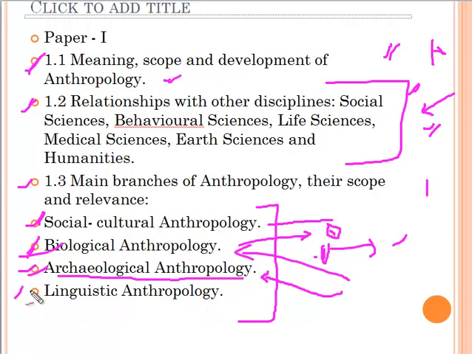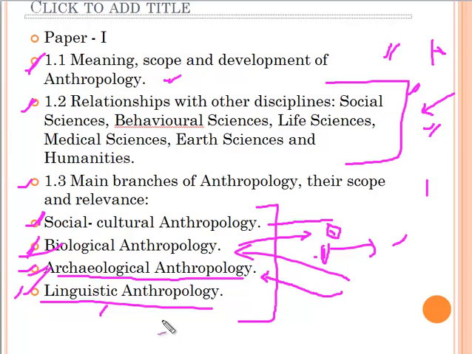And then the fourth part is linguistic anthropology. Here you will learn the development of language, and what the different types of languages are. And in paper 2 also, in linguistic anthropology, there is a separate chapter in which you will learn what the different languages spoken in India are, what their origin is, how they have spread, what the different tribes are and what languages they speak. That is from paper 2.